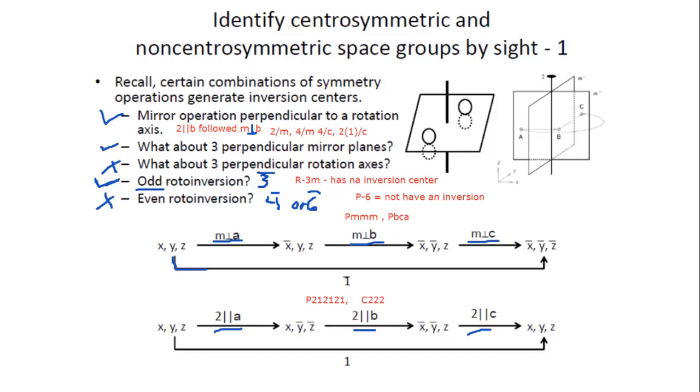So just to show you an example of 3 glide planes generating an inversion center, I'm going to do that one for you right here. So let's say we want to show that PBCA has an inversion center. So we're going to start with our coordinates, X, Y, and Z, and then we're going to do 3 perpendicular glide planes.